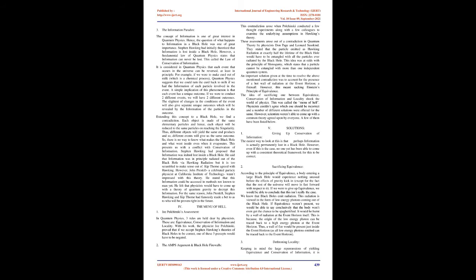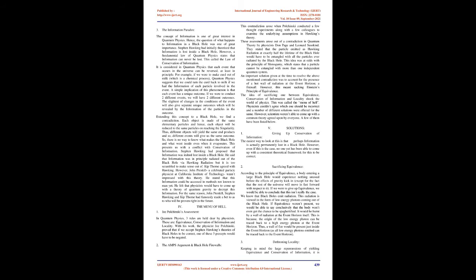It is considered in quantum physics that each event that occurs in the universe can be reversed, at least in principle. For example, if we were to make curd out of milk, which is a chemical process, quantum physics suggests that we could turn the curd back to milk if we had the information of each particle involved in the event. A simple implication of this phenomenon is that each event has a unique outcome. If we were to conduct two different events, we will have two different outcomes. The slightest of changes in the conditions of the event will also give separate unique outcomes, which will be revealed by the information of the particles in the outcome.